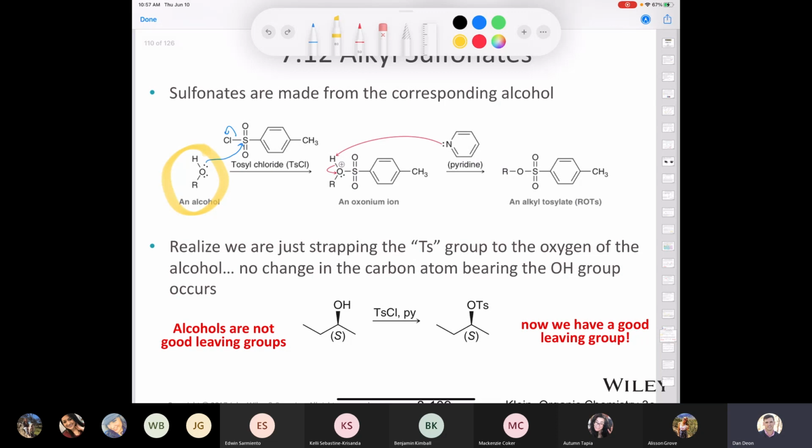So realize that when you do this, you're just putting the tosyl group on the oxygen. The reaction is occurring at the oxygen, and so you don't get an inversion of configuration. So if you want to take an alcohol, which is a horrible leaving group, and convert it into a good leaving group, you treat it with tosyl chloride, or toluene sulfonyl chloride, and pyridine, and there you go. And you get retention of configuration. There's no reaction at this carbon. So if you start with S, you get S. If you start with R, you get R. Only after you do a substitution reaction could you change the chirality.